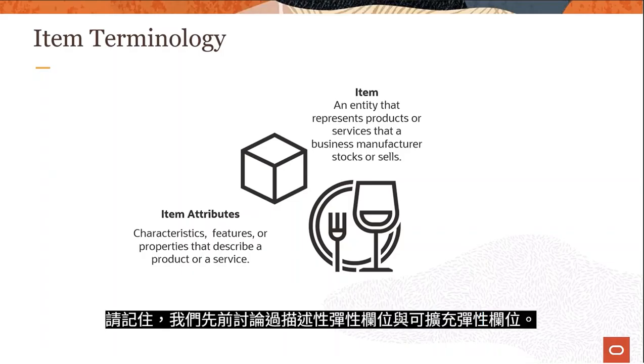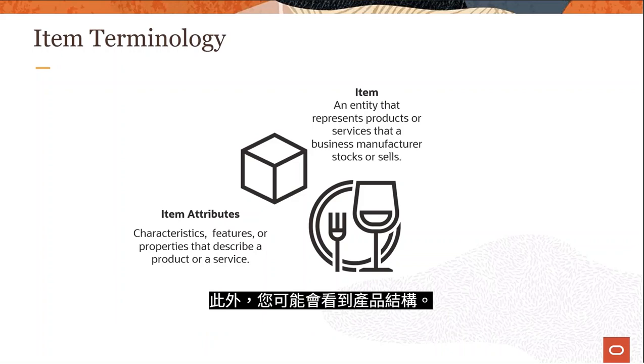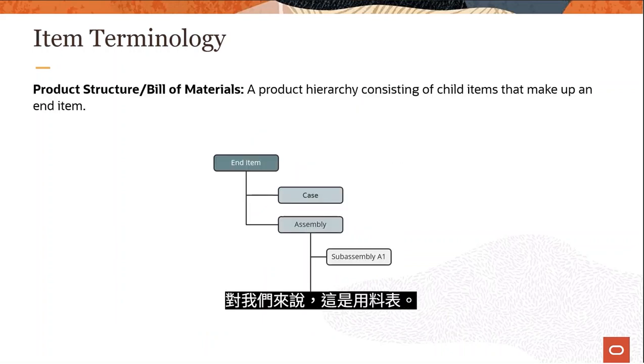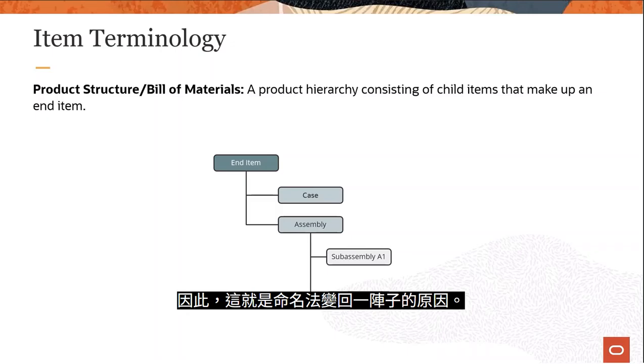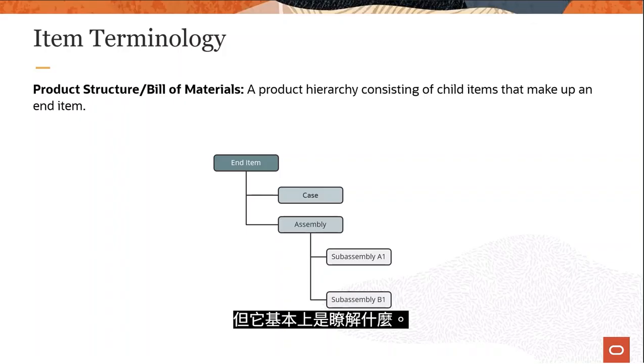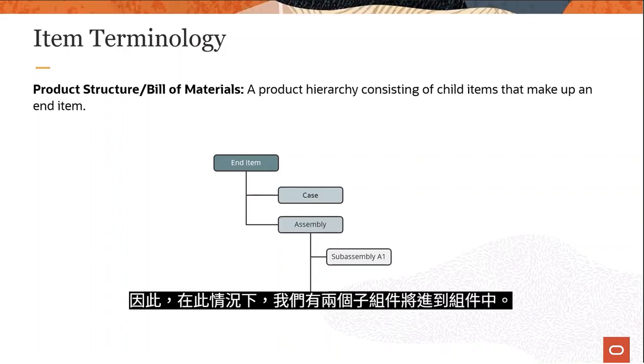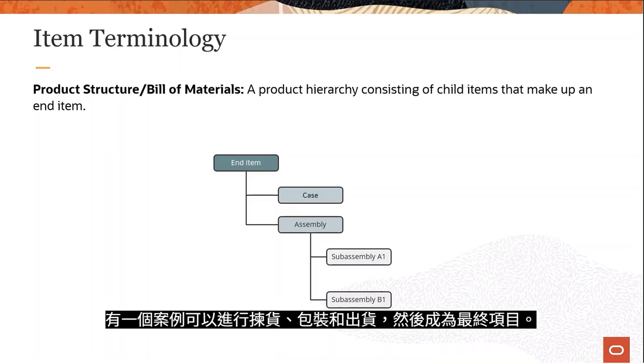Remember previously we talked about descriptive flex fields and extensible flex fields. So those are how we create additional attribution for the item that's not already in there. Additionally, you may see product structure, or for a lot of us, that's the bill of material. Not everybody builds things, so you could have a structure of things that go together that you may package up and send to a customer. So that's why the nomenclature changed a while back. But it's basically what goes into what. So in this case, we have two sub-assemblies going into the assembly, and there's a case that gets picked, packed, and shipped and becomes the end item.